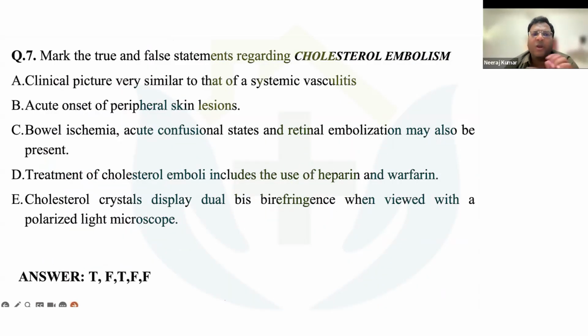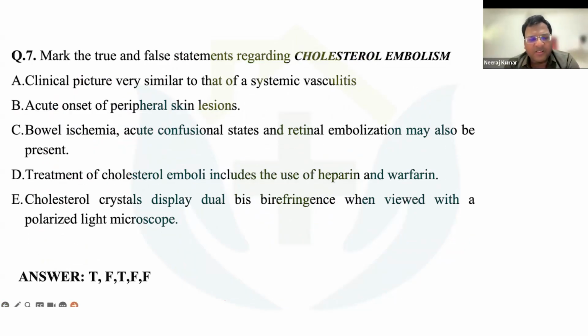Now coming to the interesting questions about cholesterol embolism. What is cholesterol embolism? It is a clinical picture very similar to that of systemic vasculitis. It has acute onset of peripheral skin lesions, so peripheral skin lesions are going to be involved. There is bowel ischemia, the patient will have an acute confusional state, and retinal embolization may also take place. The treatment of cholesterol emboli includes the use of heparin and warfarin, and cholesterol crystals display dual birefringence when viewed with a polarized light microscope.